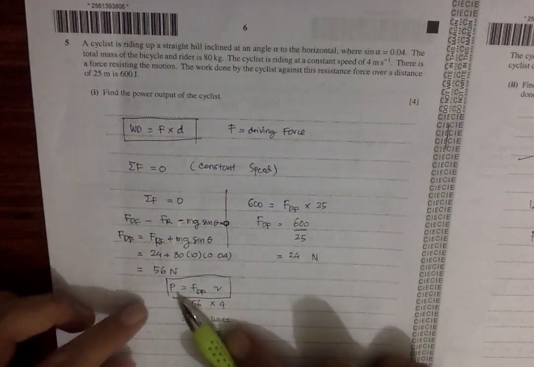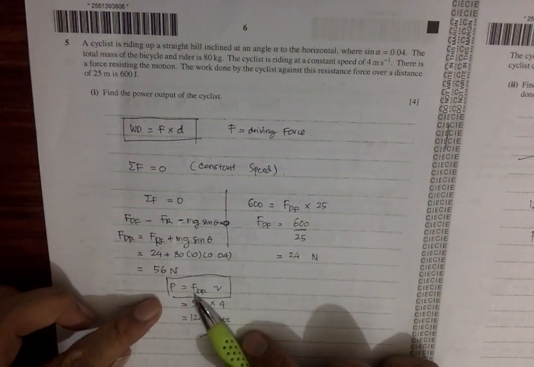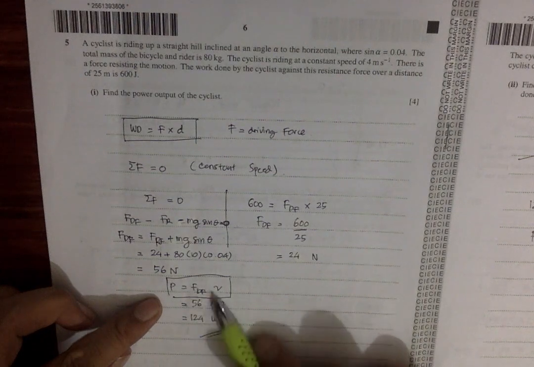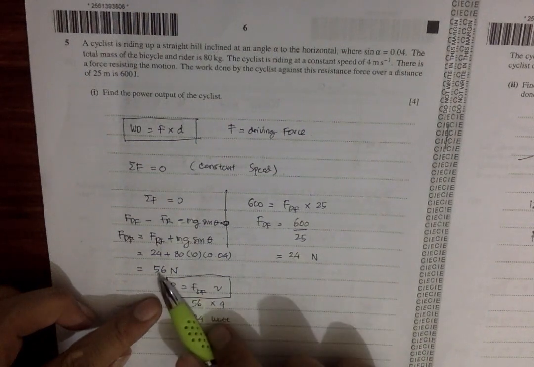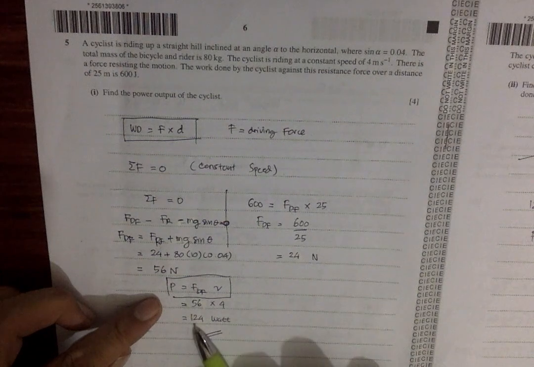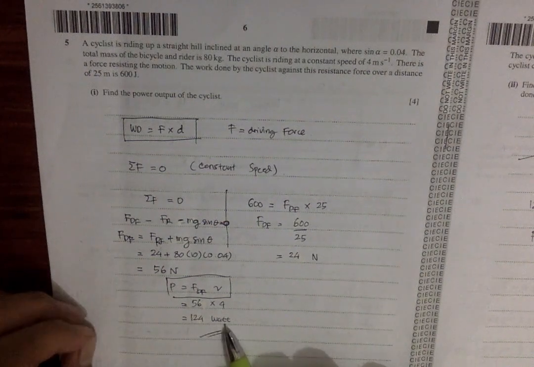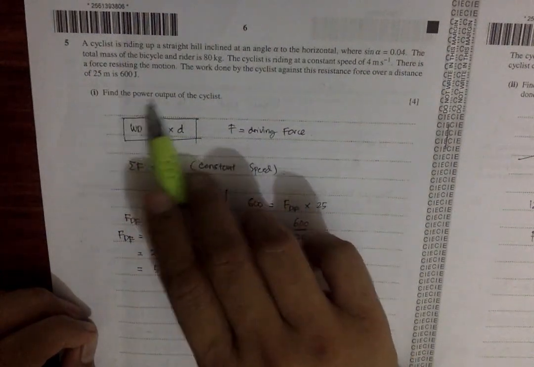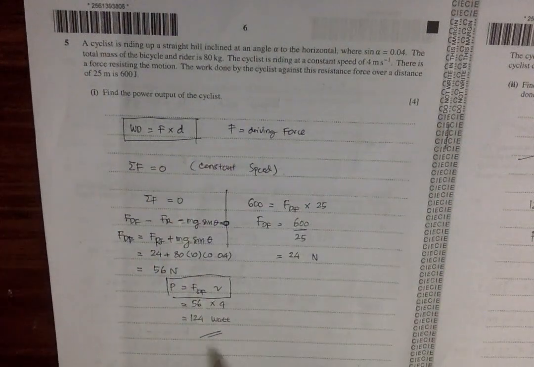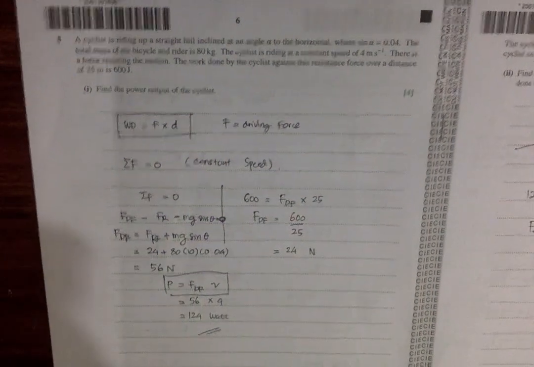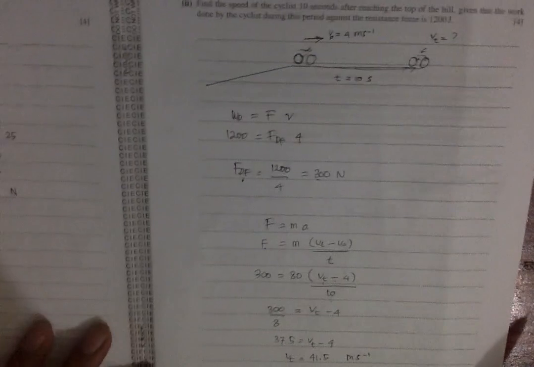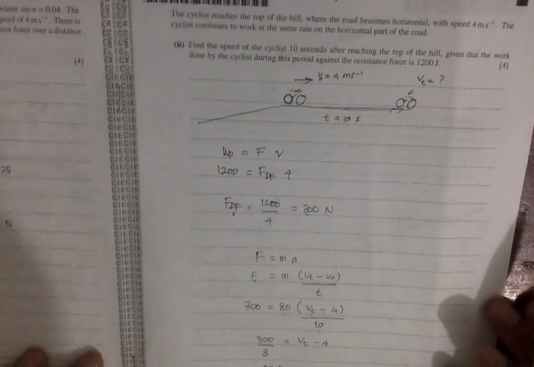Then the power, use power equals F times V. F equals 56, times 4, this becomes 124 watts. This is the power output of the cyclist. Now, continue to the next question.